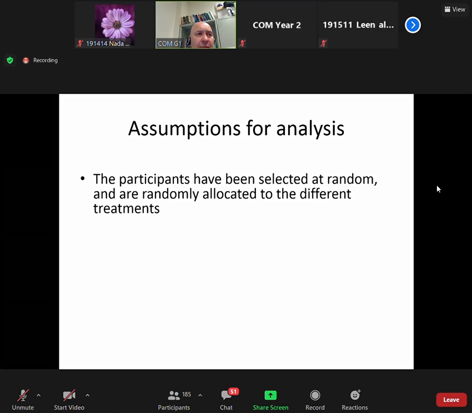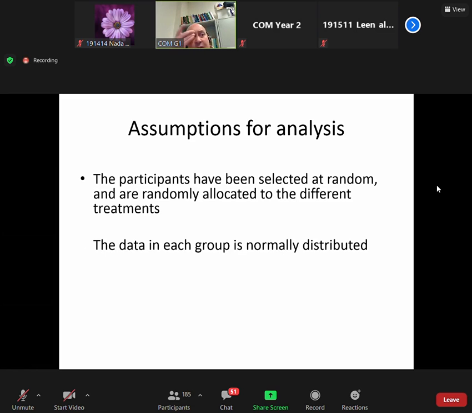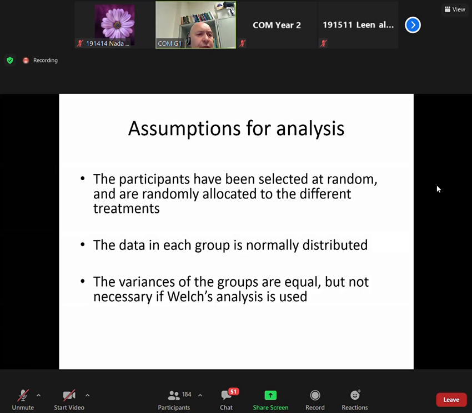Okay, so we need to make some assumptions for the analysis, that the participants have been selected at random and they are randomly allocated to the different treatments. The data in each group is normally distributed, and that the variances of the groups are equal. So the variances within each of the groups is similar. Actually, we don't need to make this assumption if we use an analysis which I'm going to show you, which is Welch's analysis. Like for the t-test that I showed you, if you use Welch's t-test, you don't need to assume that the variances are equal. Anyway, I will show you that.